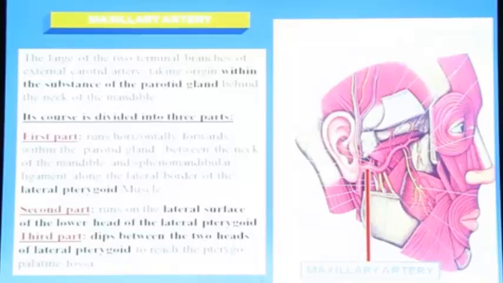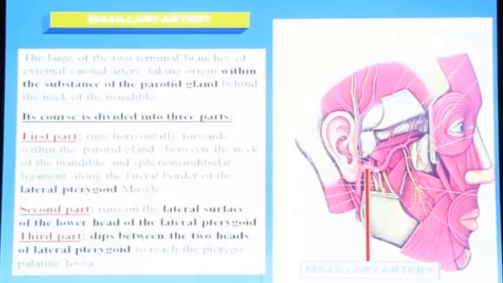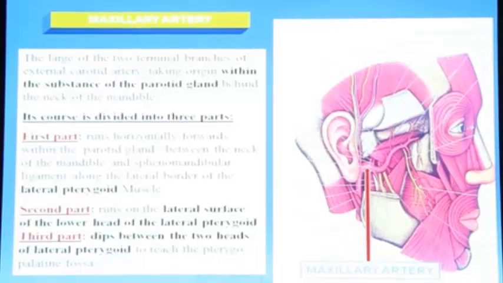It is the largest terminal branch of the external carotid artery. As you know, the external carotid artery gives around 10 branches, and the largest one is the maxillary artery. It takes origin within the substance of the parotid gland, behind the neck of the mandible. So when you are working on the mandible, you have to know that the maxillary artery is closely related to the neck of the mandible.